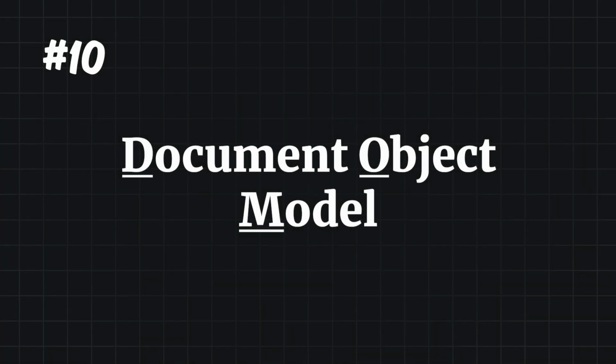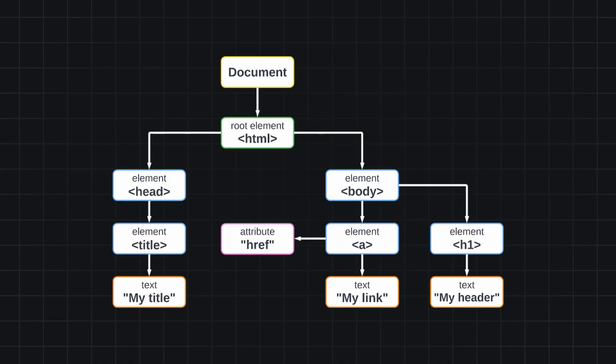see. The Document Object Model, or DOM, is a structured tree representation of HTML elements in a web page. Each element, like a div, a button, or a paragraph, is a node on the tree. JavaScript can interact with the DOM to dynamically update content and styles without reloading the page.